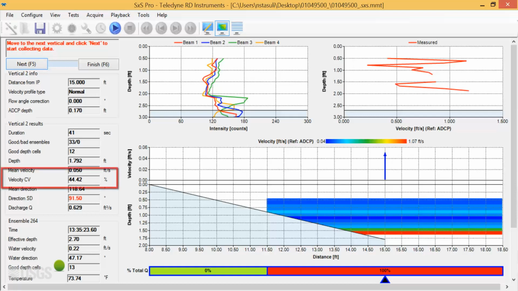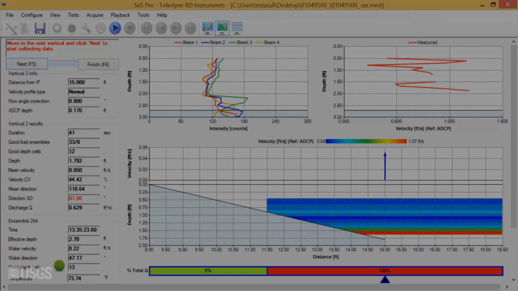The velocity coefficient of variation compares the velocity values from each ensemble and computes the variation as a percentage. This value can be used to determine if the ADCP is stable during data collection. While the value may start out high, it should decrease and stabilize as data collection continues. Velocity CV values around 10 to 15% are typical, but it's important to analyze this value against the mean velocity for the station and the discharge for the station versus the discharge for the entire measurement.